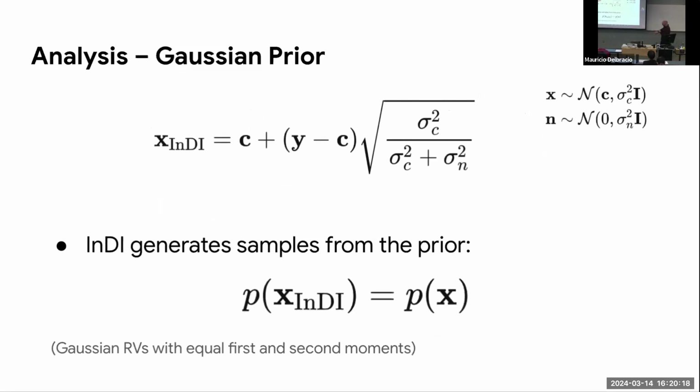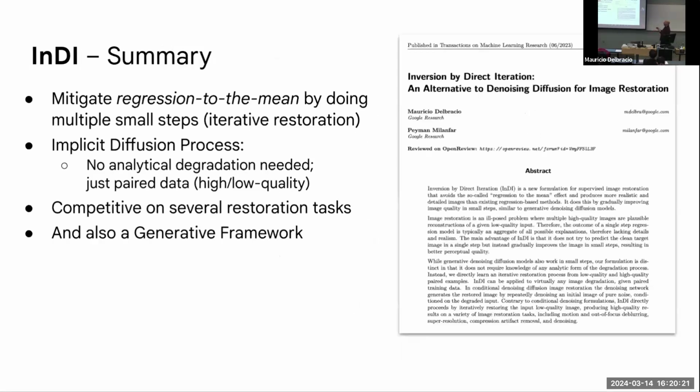Okay, so let me close this part. To summarize, we introduced this framework, InDI, that is really motivated by principles, like trying to minimize this regression to the mean. But in the end, we end up with this kind of diffusion method that is very related to other ongoing work. The main difference is that here we don't have an analytical degradation, just per data. And then from there, we learn this family of regressors that allow us to recover an image by applying this iterative restoration. It's competitive with state of the art on several restoration tasks, but it's also a generative framework.